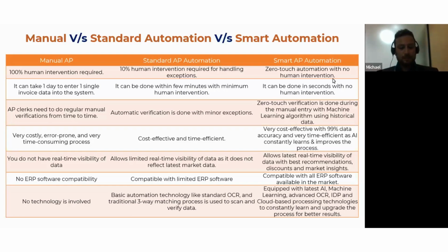AP system. Of course, a manual AP process has no technology involved, and the automation AP has basic automation like the standard OCR and a traditional three-way matching, right? We match the invoice, the purchase orders, and the actual goods delivered. With a smart AP system in place, you are equipped with the latest AI tools, machine learning, advanced OCR, right? And IDP and cloud-based processing that constantly learn and upgrade as the process goes forward.